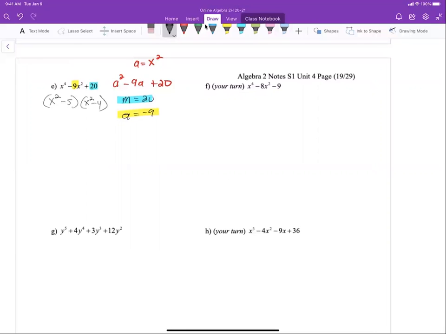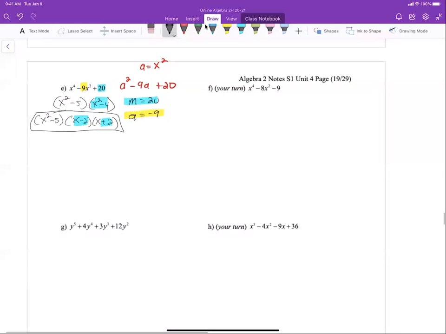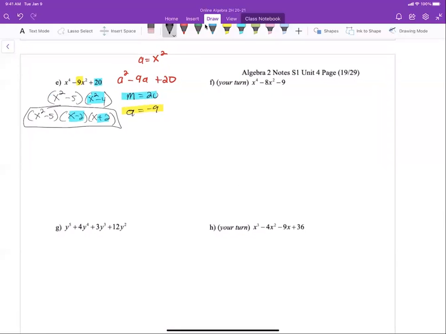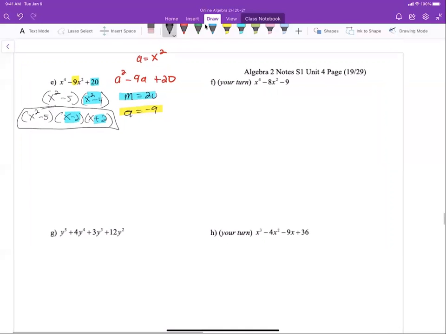And so the question is, am I done? Well, notice that x squared minus 4 is a difference of 2 squares. So I have to continue with the process. That'll give me x minus 2 times x plus 2. And that is this portion right here. Okay, now I am done, because x squared minus 5 does not factor. All right, you try one yourself.